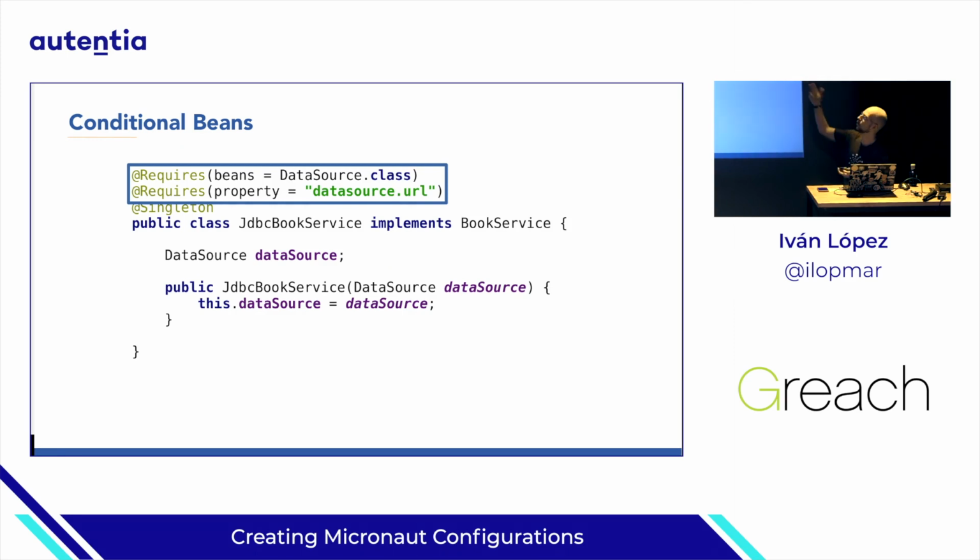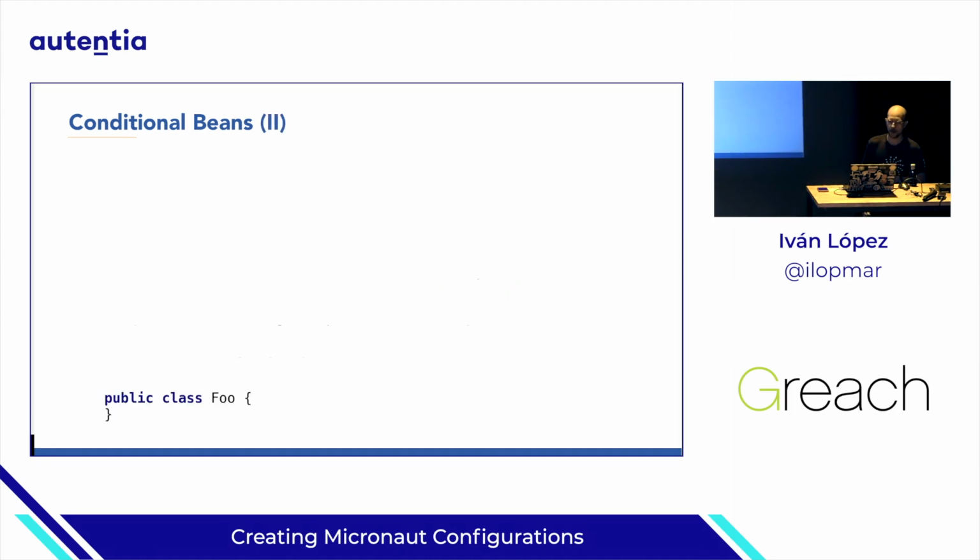And if any of those conditions in @Requires is false, this JDBC book service bean is not going to be created, because if you don't have a data source, you cannot use it, right? The data source is used in the constructor, so there's no point trying to create this bean because it's going to fail without a data source. And we can use a lot of options. This @Requires annotation provides so many different ways to define your requirements.